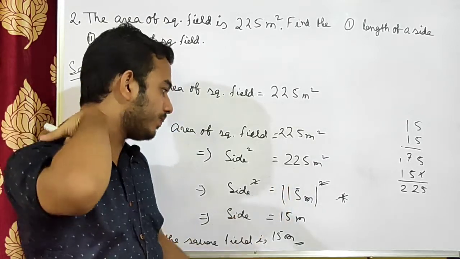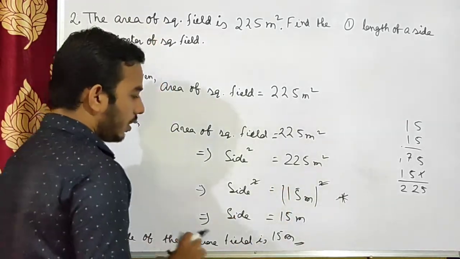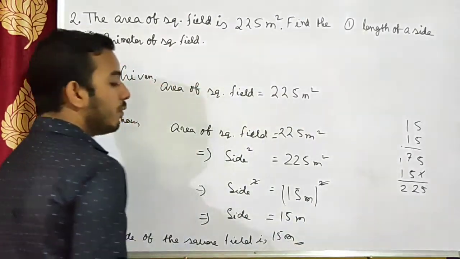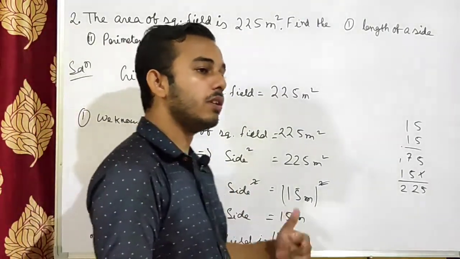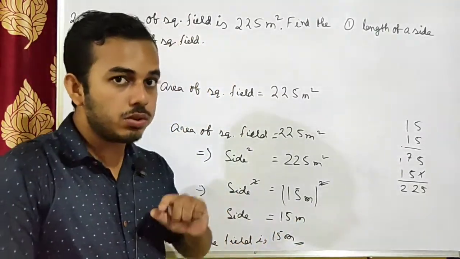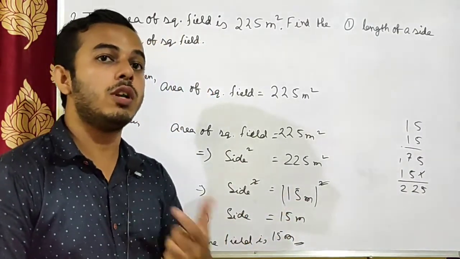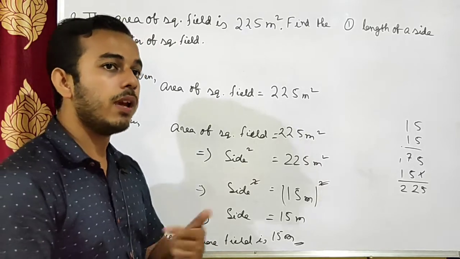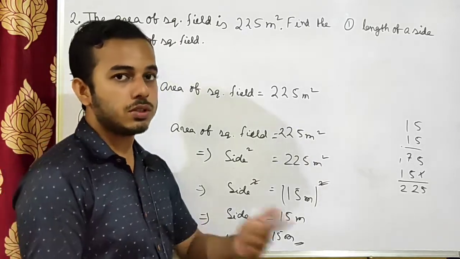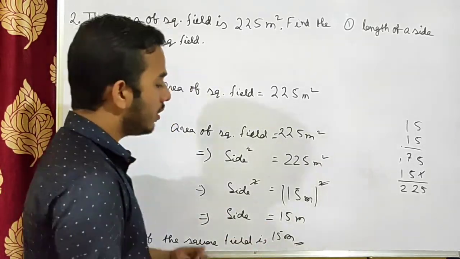It will be better for you if you memorize the squares up to 30, that is from one square to 30 square. If you know the values, it will be very helpful for you to solve the questions faster.